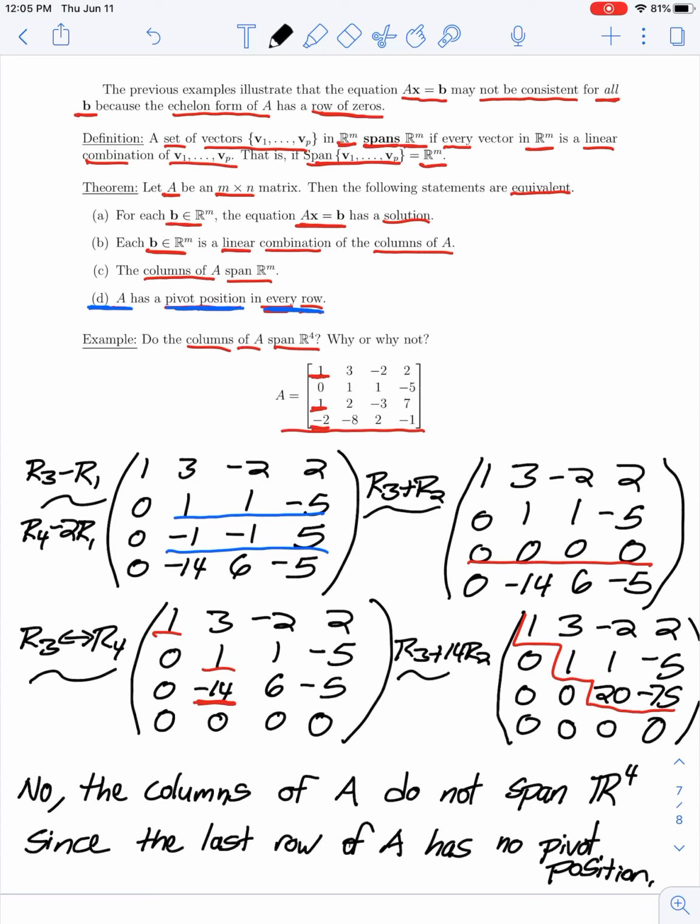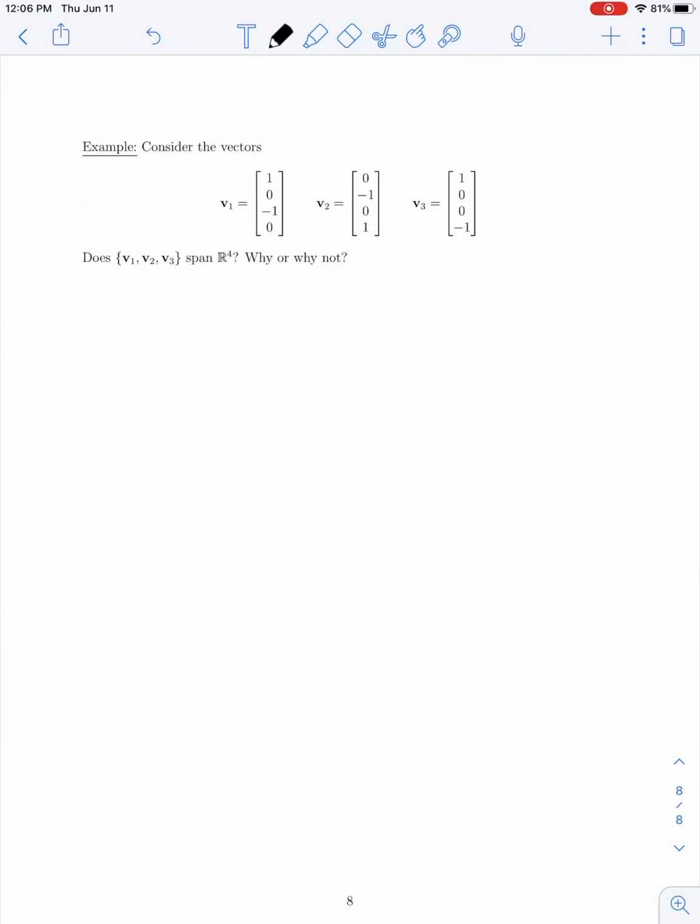So making use of our theorem, we see that because condition D does not hold, none of A through C can hold. Therefore, condition C is not met, which says that the columns of A would span all of Rn. So if any one condition does not hold, that means none of the other conditions could hold since they are all equivalent. All right.